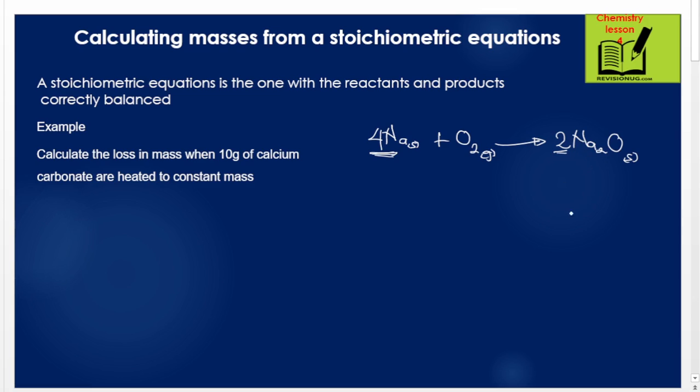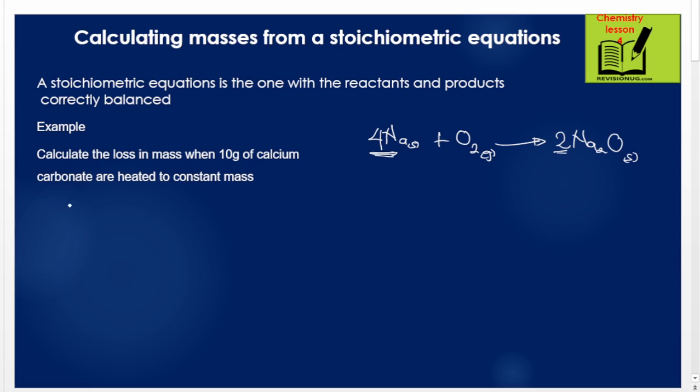Alright, so in this lesson you have to be well versed with balancing, completing the equations. I think you have that skill or the concept. Let us get started with our first example here. Number 1, they are telling us to calculate the loss in mass when 10 grams of calcium carbonate are heated to a constant mass. So this question is a little bit logical. They are telling us that there is loss in mass when we heat calcium carbonate, and there are 10 grams that were heated. So what is required of you is to first write the equation correctly.